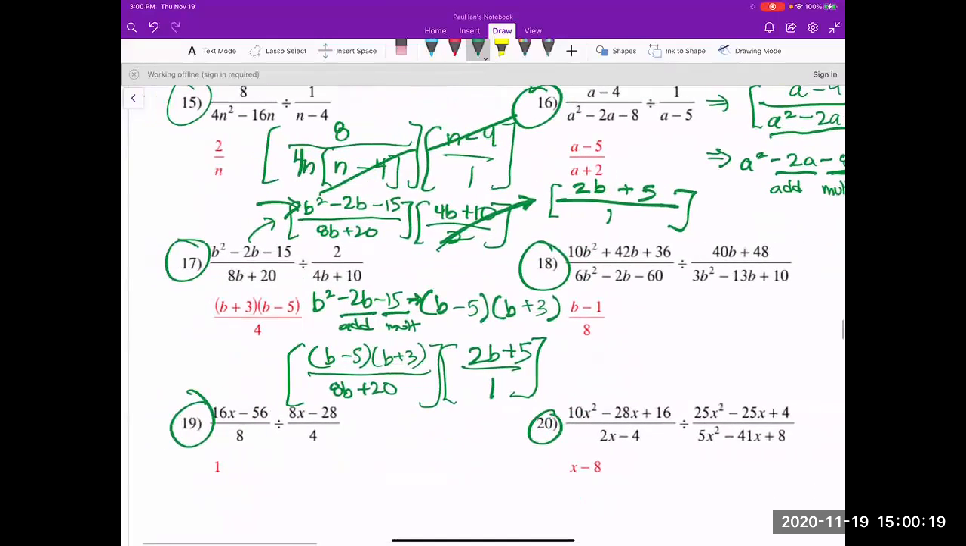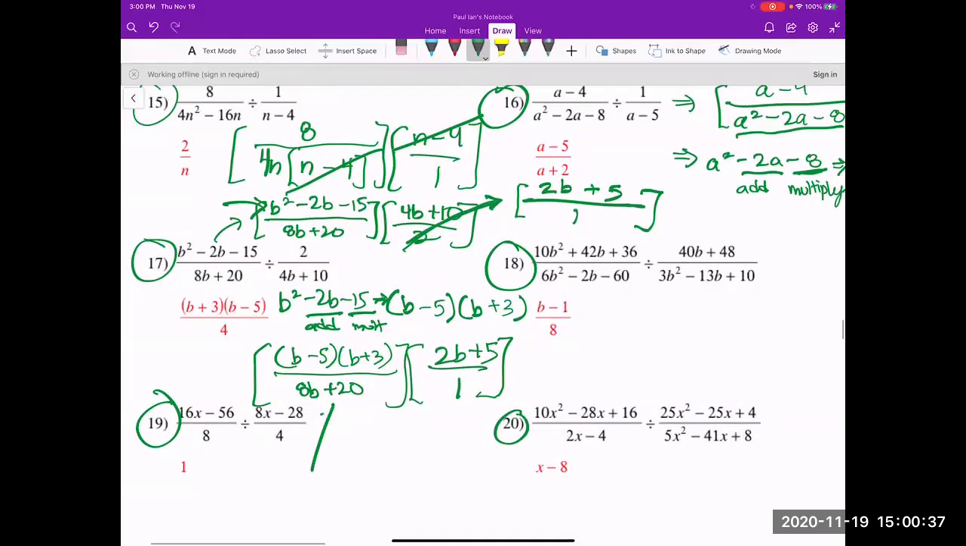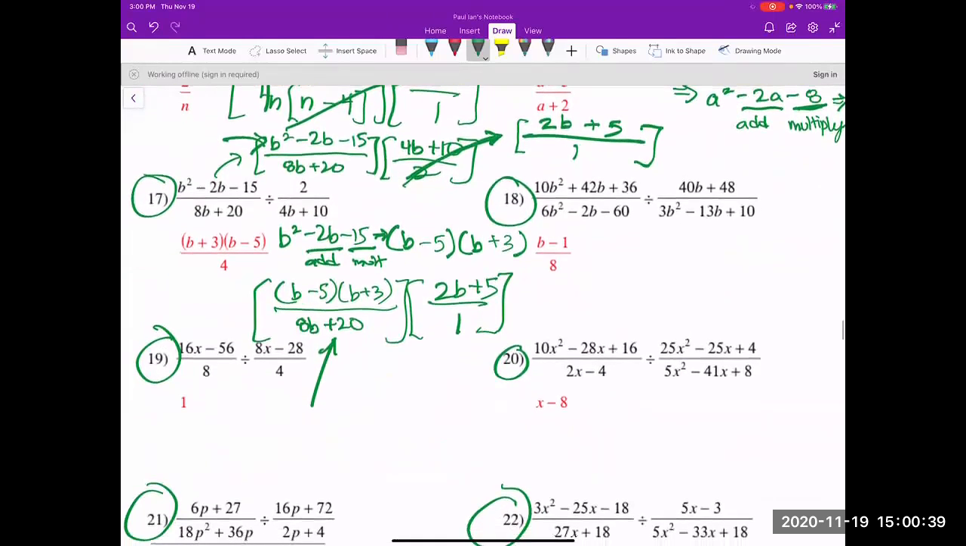All right, let's look at this one. The 8b plus 20. What did they do with this one? Oh, you could actually take this guy out. I think you can take out a 2b plus 5, right? Yeah. This is actually a difficult one. There's like three things that you have to do to simplify. So it's 8b plus 20. You can factor out a 2b plus 5, right?